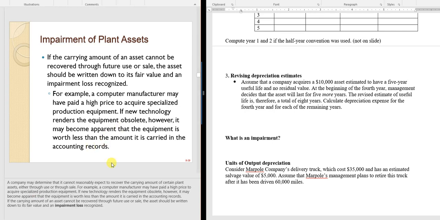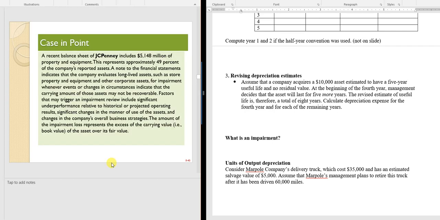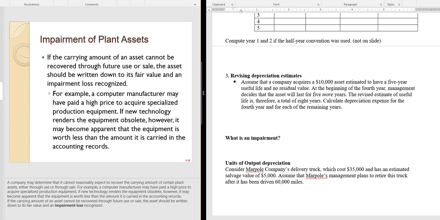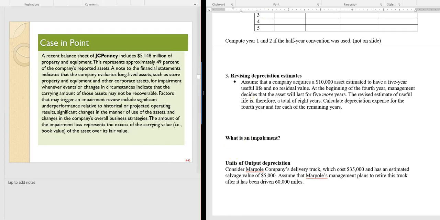Okay, so this happens with land, but notice J.C. Penney had some issues with this. Again, companies deal with this, they have to write them out. So what happens with an impairment? So let's say I had land. Let me draw this right here.